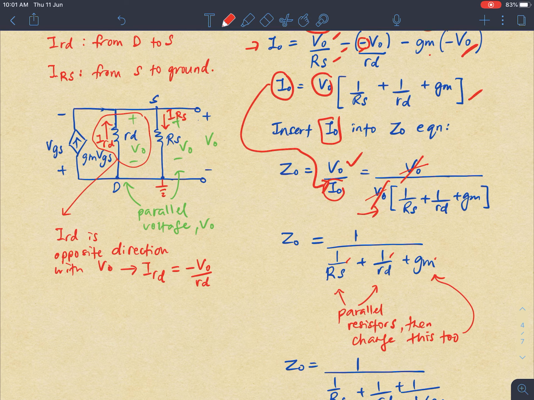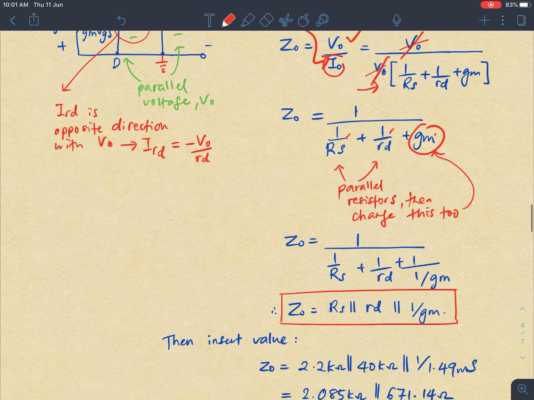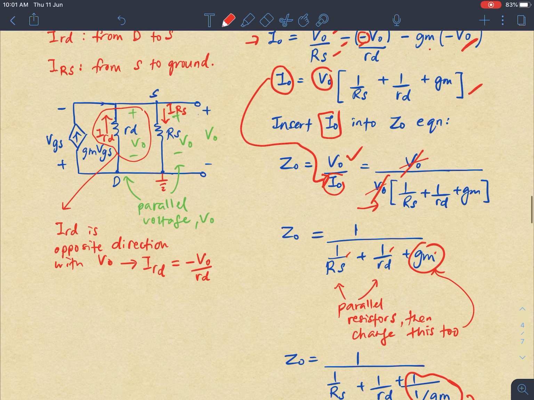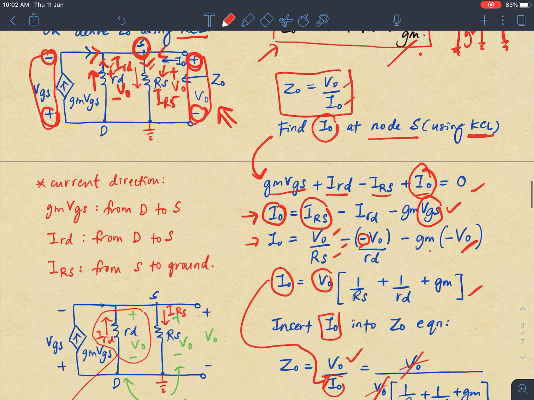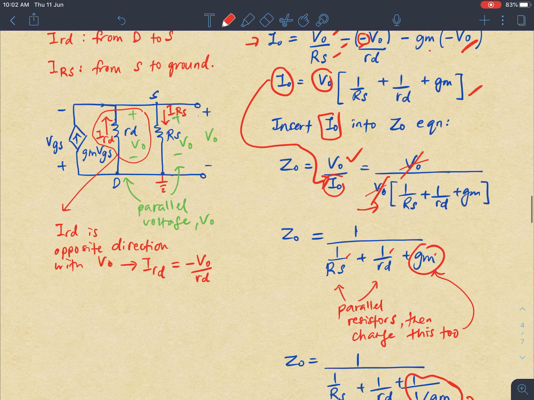So these three are parallel resistors. For the gm, we turn it into this to make it become parallel, which is easier. So this is the final equation. You can see, we check Z out equal to RS parallel with RD and parallel with 1 over gm. So we compare it like this. Yes, the equation is the same. So you can choose any method that you think is easy.